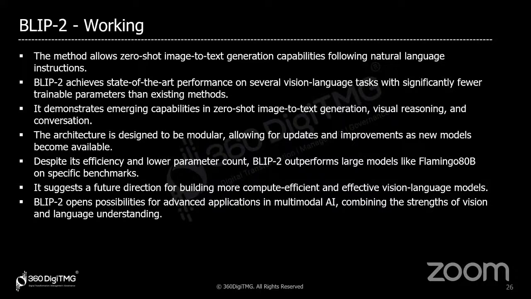Then, despite its efficiency and lower parameter count, BLIP-2 outperforms large models like Flamingo 80B on specific benchmarks. It suggests future directions for building more compute-efficient and effective vision-language models. BLIP-2 opens possibilities for advanced applications in multimodal AI. It combines the strengths of vision as well as language understanding and blends the two.